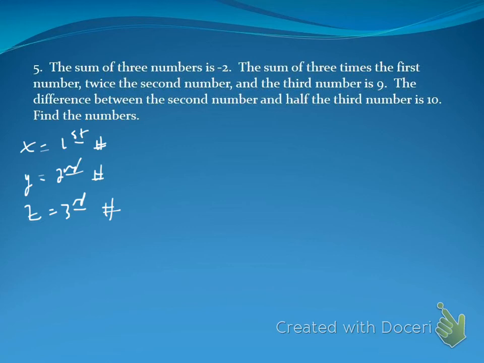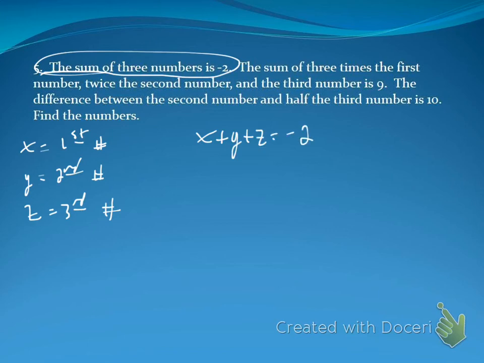Okay, I'll walk you through it. So my 3 variables, we need to know what 3 numbers are. We don't know what any of the 3 numbers are. So X is the first number, Y is the second number, Z is the third number. First sentence is where your first equation comes from. If you add the 3 numbers up, you should get negative 2. That's easy enough.